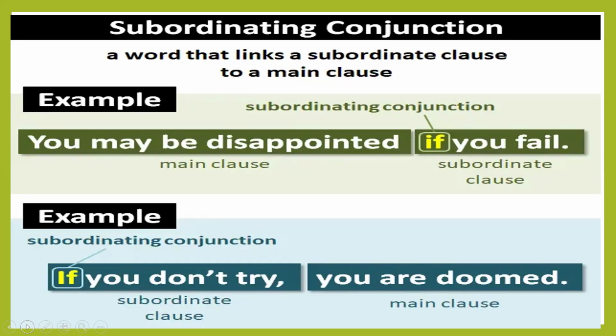Second example: if you don't try, you are doomed. If you don't try. So in this case, the subordinative conjunction is present at the beginning of the sentence. So we have to use a comma before starting the main clause. We have to use a comma. If you don't try, comma, it is a subordinate clause. Then you are doomed is the main clause.